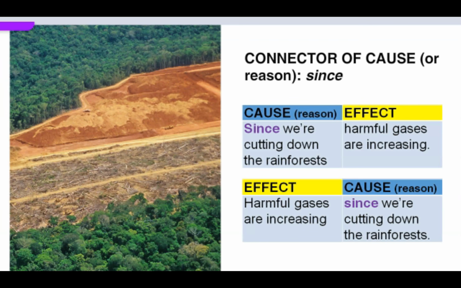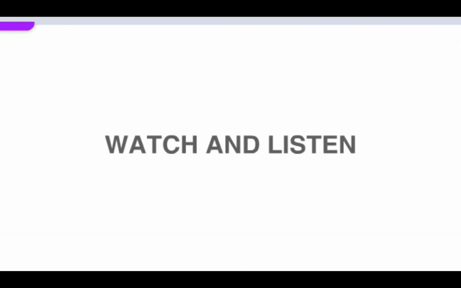Connector of cause or reason, since. Since we're cutting down the rainforests, harmful gases are increasing. Harmful gases are increasing since we're cutting down the rainforests. When the connector begins the sentence, use a comma at the end of the cause or reason clause. Watch and listen.